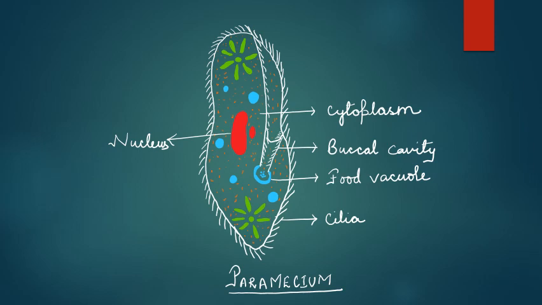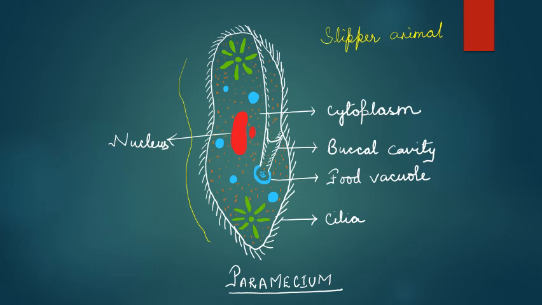This is another protozoan and it is paramecium. This paramecium is also called the slipper animal. And why is this called the slipper animal? Let's have a look at the shape of this animal and you will find that its shape resembles the sole of a slipper. So this is the reason why it is called the slipper animal, because its shape resembles the sole of a slipper.